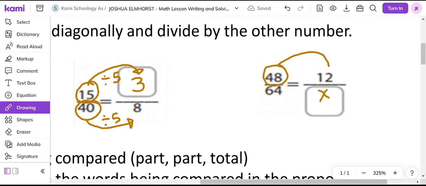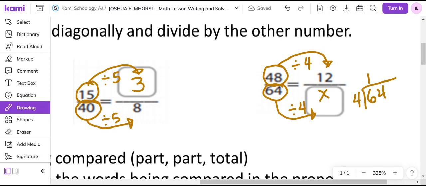So here, if we know our factors, 48 divided by 4 is 12. And we come down here and then we use that same factor. So 64 divided by 4, we look at multiples of 4. There's only one multiple of 4 in the number 6. So 1 times 4 is 4. We subtract, we have a remainder. And we bring the 4 down, and then 4 goes into 24 6 times.